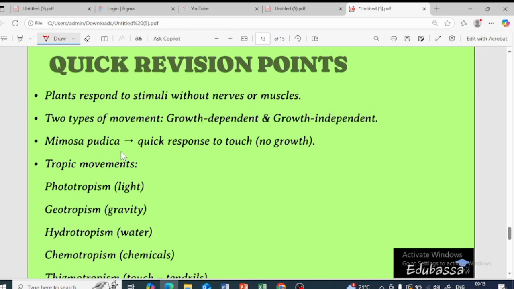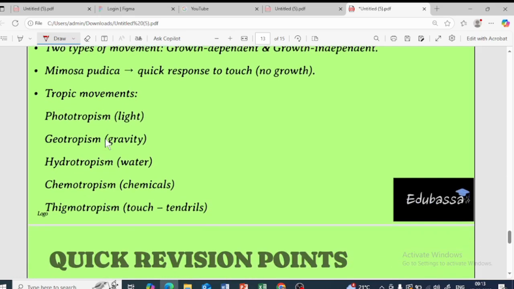For an example of response to stimuli, we can take the touch me not plant, or Mimosa pudica, which basically responds quickly to touch, but not because of growth. And there are several tropic movements, which are growth dependent. Growth dependent movements are phototropism, geotropism, hydrotropism, chemotropism, thigmotropism. Phototropism is growth towards light, geotropism growth towards gravity, hydrotropism growth towards water, chemotropism growth towards chemicals, and thigmotropism is because of touch.